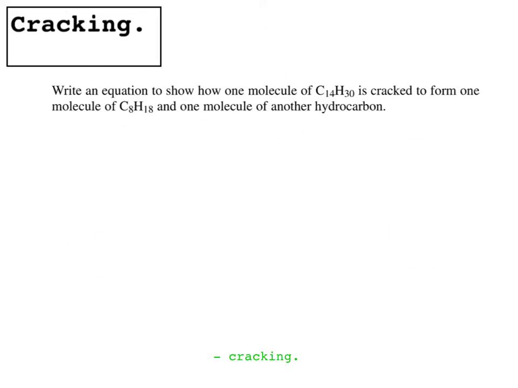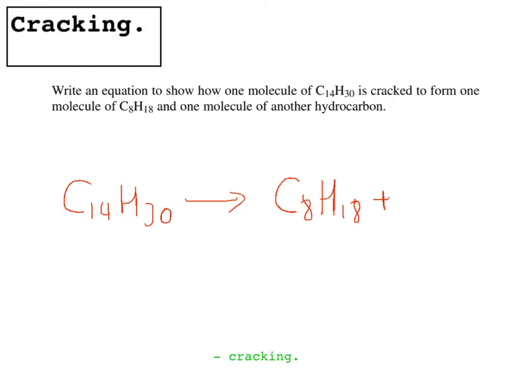So here's an example of a question they may ask you on cracking, and it basically takes a little bit of common sense to do this. It says, write an equation to show how one molecule of C14H30 is cracked to form one molecule of C8H18 and one molecule of another hydrocarbon. So all we've got to do here is write out C14H30, and that's the only reactant. The tendency for students is to get this wrong by writing something else with that, but it's just saying that that is the thing that's being cracked, and that's the only reactant here. That makes C8H18, and then it says just one molecule of another hydrocarbon.